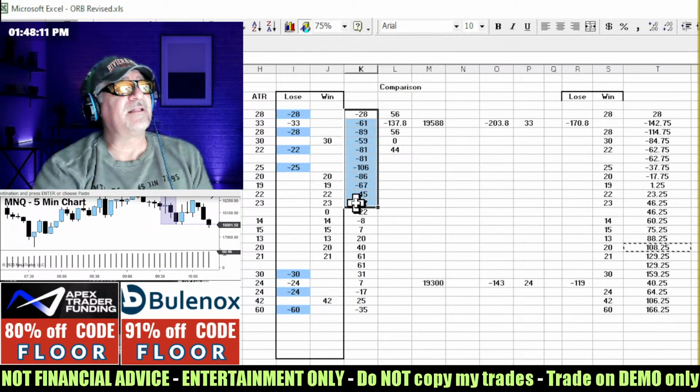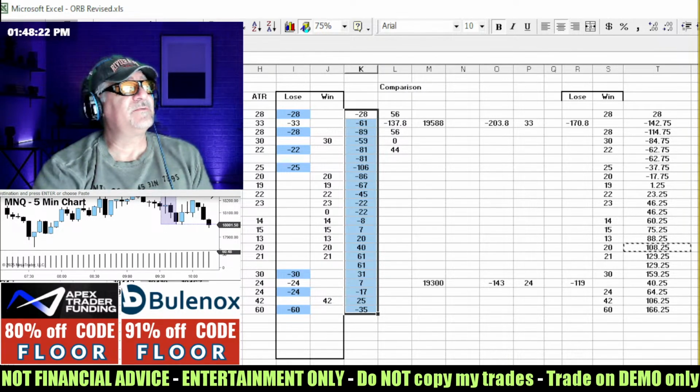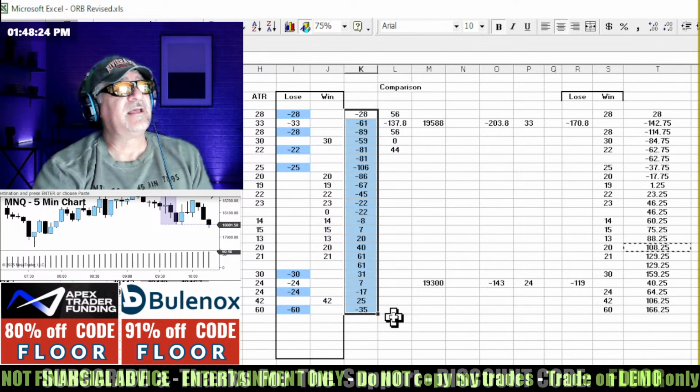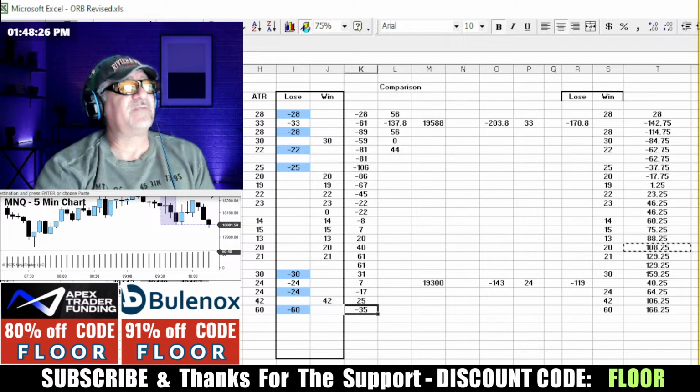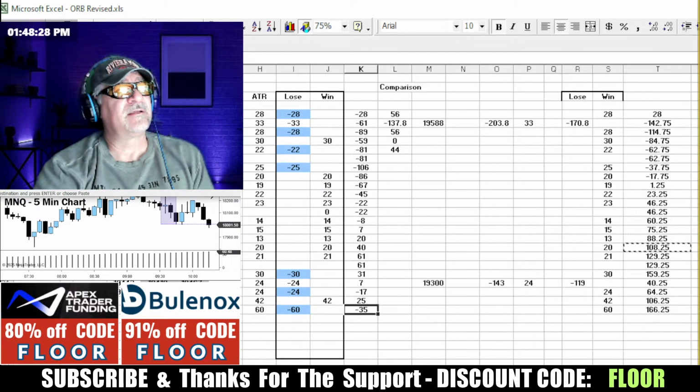This is our column. This is all you need to understand. The column that I'm highlighting with my mouse up and down. After 4 weeks, is it 4 weeks? We did 1 week, 2 week, 3 week. After 4 weeks, we're losing 35 points. And we have about an equal ratio. I didn't do the count.